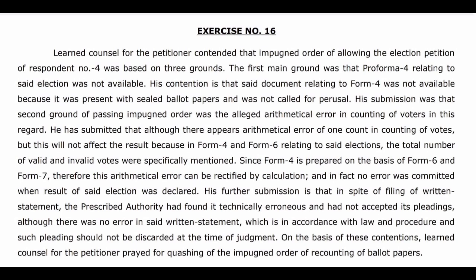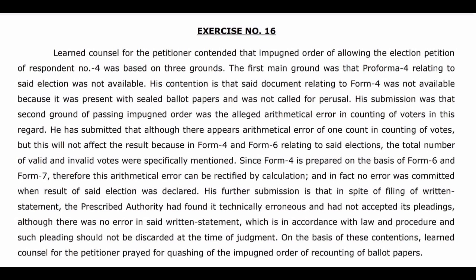Learned counsel for the petitioner contended that the impugned order of allowing the election petition of respondent number 4 was based on three grounds. The first main ground was that the pro forma relating to the said election was not available. His contention is that the document relating to Form 4 was not available because it was present with the sealed ballot papers and was not called for perusal.